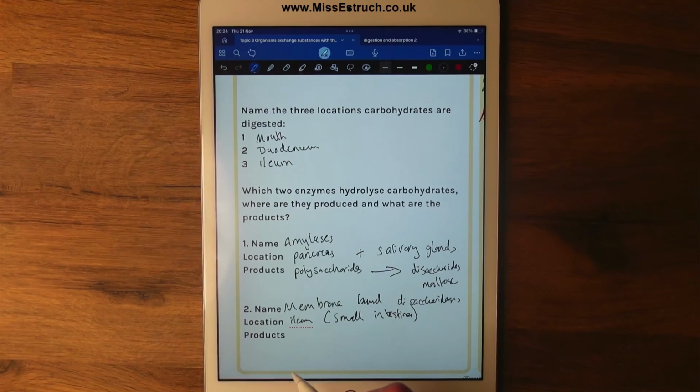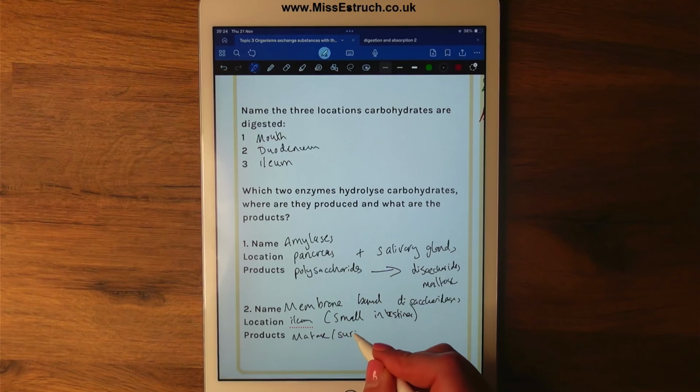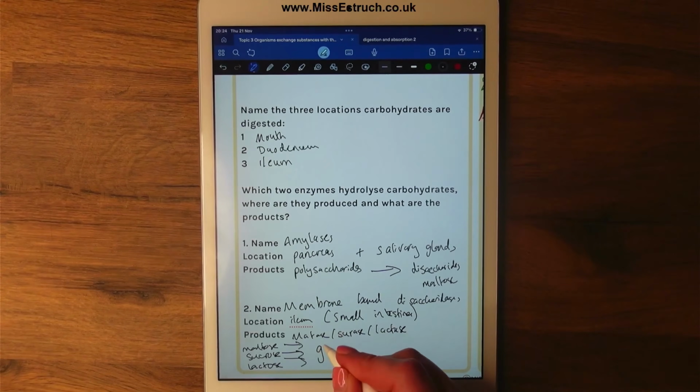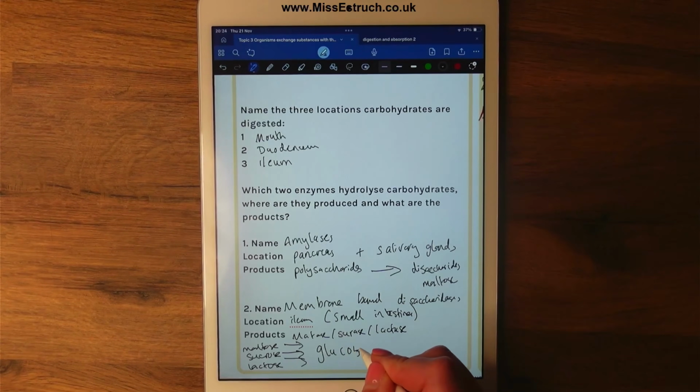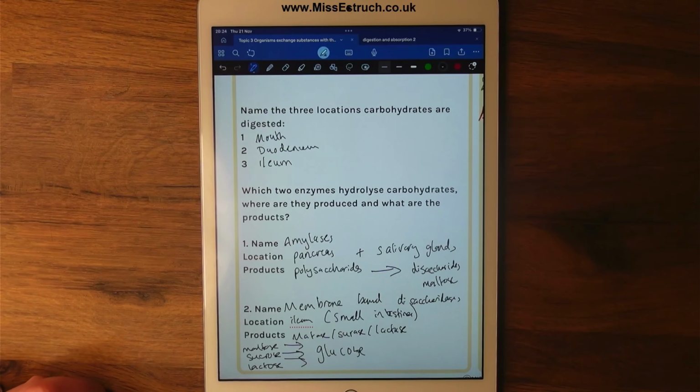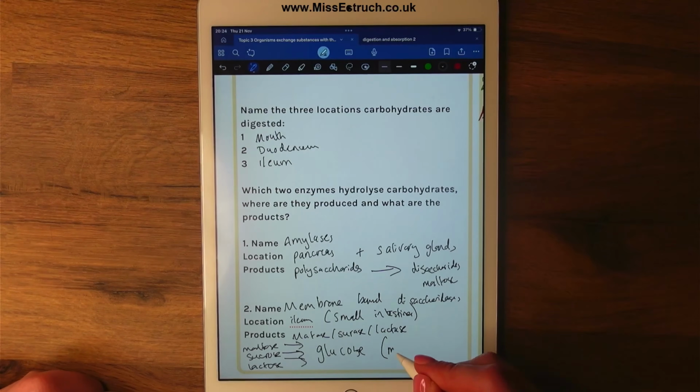And this is where you would have maltase, sucrase and lactase. Those 3 enzymes can convert maltose, sucrose and lactose. We've got some synoptic link here into biological molecules. All of them would produce glucose, but then sucrose, you'd also have fructose, and lactose, you'd also have galactose. But basically, it'd be monosaccharides.